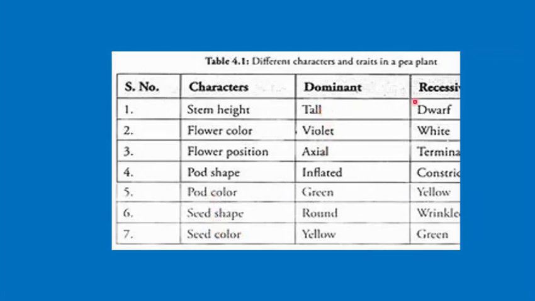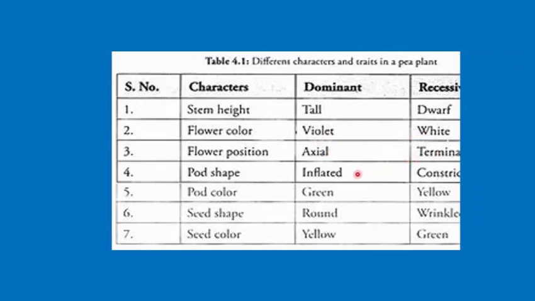And in that, there were contrasting characters. The dominant is tall, with respect to the stem height, and the recessive, the character which was not expressed, is dwarf. Flower color violet is dominant and white is recessive. Flower position axial is dominant and terminal is recessive. Learn this properly, you may get questions based on this.